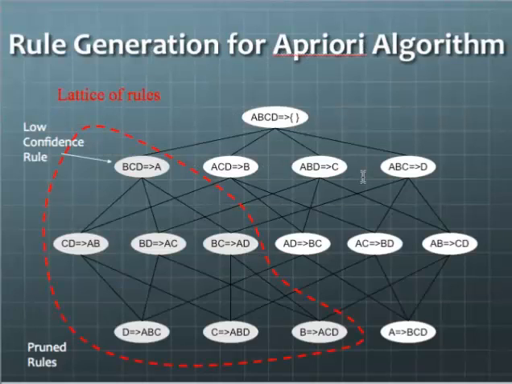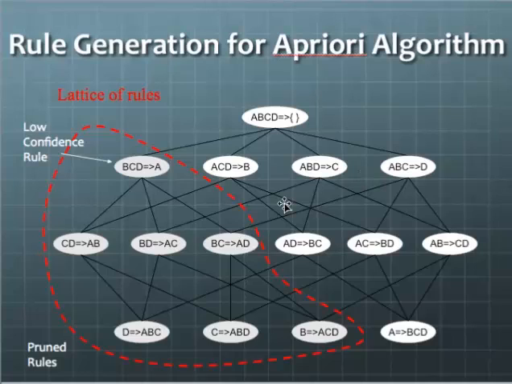Now specifically, I'll show you the rule generation in the Apriori algorithm. The Apriori algorithm uses a level-wise approach for generating association rules, where each level corresponds to the number of items that belong to the rule consequent. Initially, all the high confidence rules that have only one item in the rule consequent are extracted. These rules are then used to generate new candidate rules.